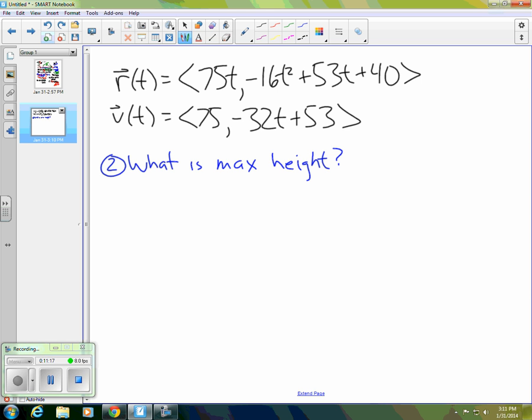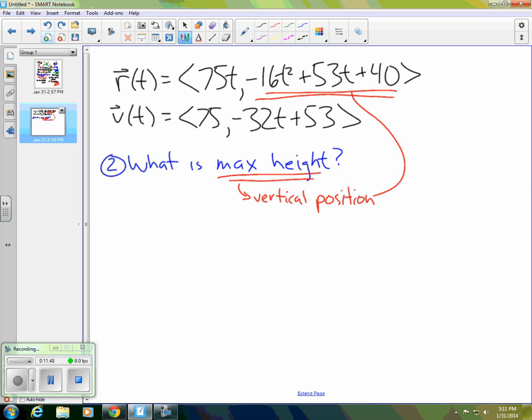Okay, so again, when we see the maximum height, this is a question about position, but this is about vertical position. And vertical position is here. It's negative 16t squared plus 53t plus 40. So that's where we're going to get our answer. The only question is, what do we put in for time? And the key is this.